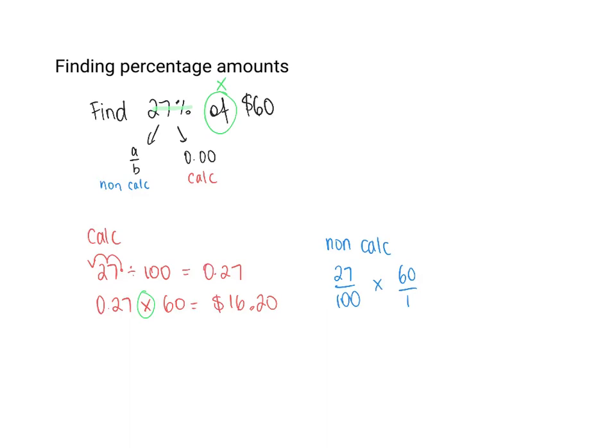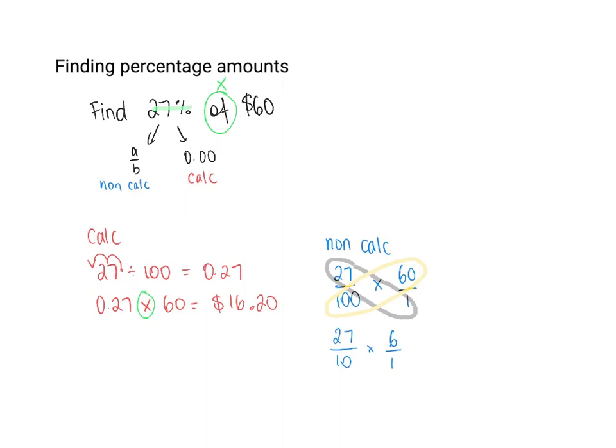So if I check the 27 and the 1, so the first diagonal, there's nothing there for me to do. There's no common factor. However, if I check the 60 and the 100, there hopefully for most of you is quite an easy common factor that we can take out, which would be 10. So what you can do there is divide both of them by 10. So that becomes 27 over 10, times 6 over 1.